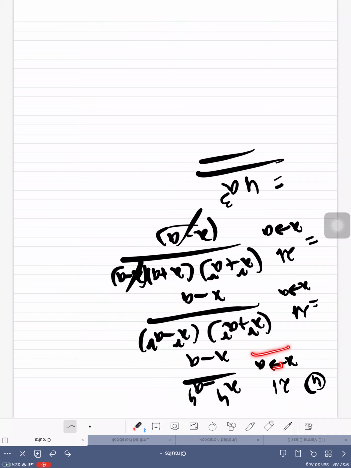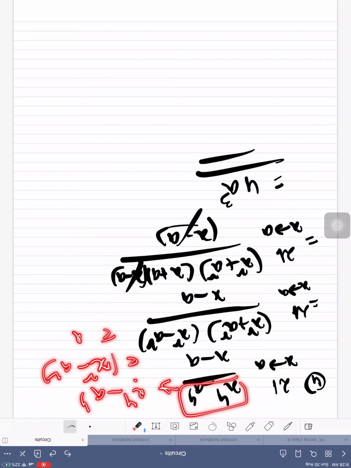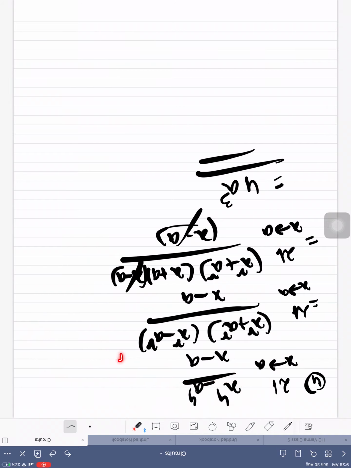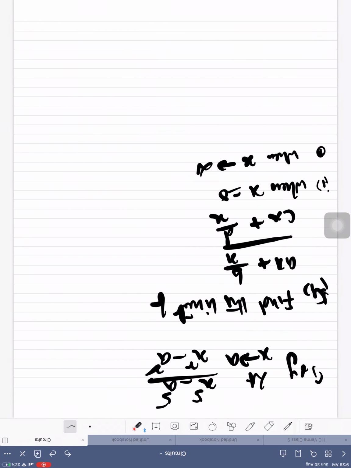Limit x tends to a of x power 4 minus a power 4 by x minus a. If you substitute a instead of x, then you will get 0 by 0, so not allowed. Now you can expand x power 4 minus a power 4: write x square whole square minus a square whole square. These two will cancel and you will get 4a cube. Try this one also.